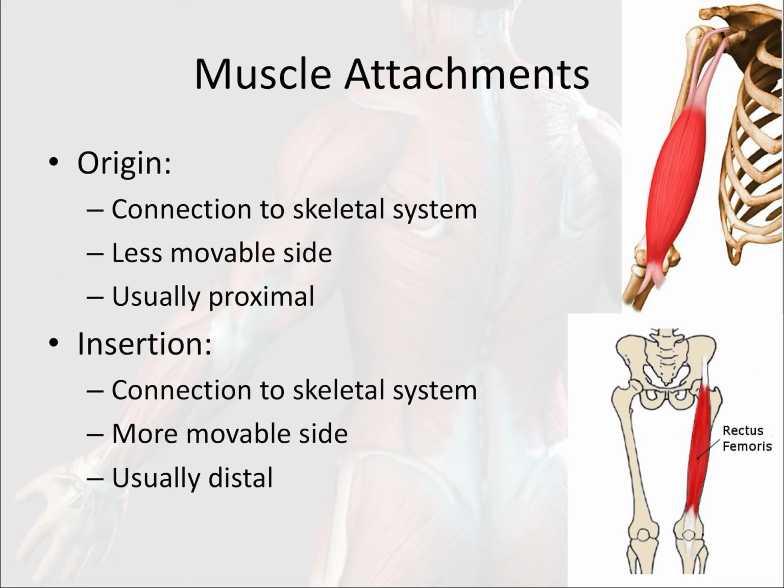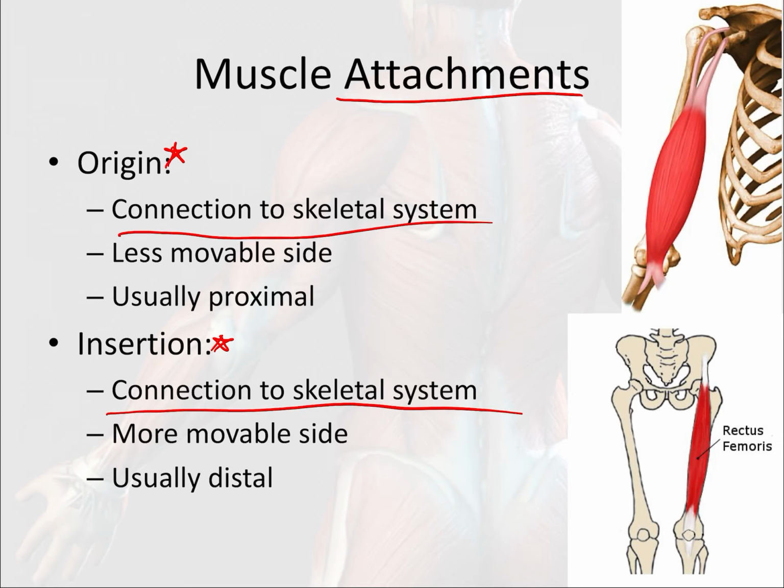So let's talk a little bit about muscle attachments. How do muscles attach to bone? There are two different versions of attachments. The overall thing is attachments, but underneath attachments, there are two options. It can either be the origin, or it can be the insertion. They're both connections to the skeletal system. But the origin is typically the less movable side, and the insertion is the more movable side. And the origin is typically proximal, or closer to the axial skeleton, whereas the insertion is typically distal.